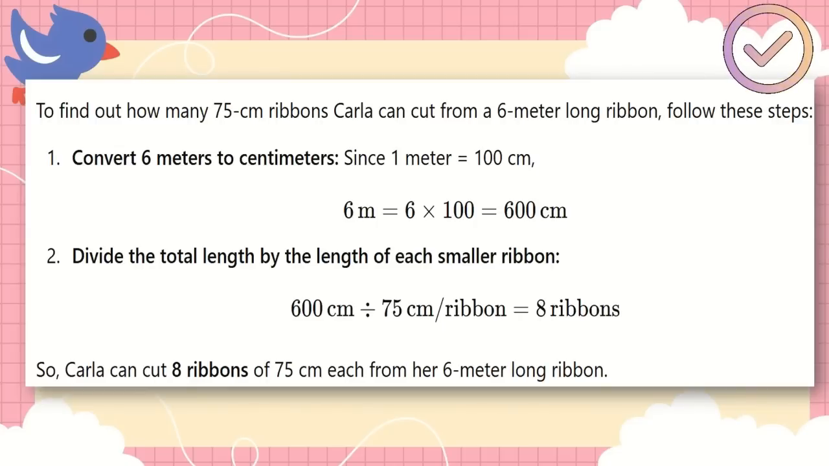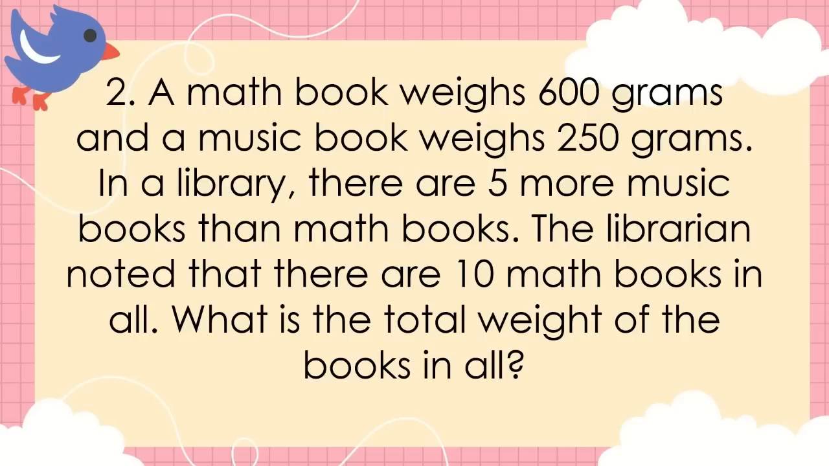Here is the correct answer. So Carla can cut 8 ribbons of 75 centimeter each from her 6-meter long ribbon. Number 2, a math book weighs 600 grams and a music book weighs 250 grams. In a library, there are 5 more music books than math books. The librarian noted that there are 10 math books in all. What is the total weight of the books in all?